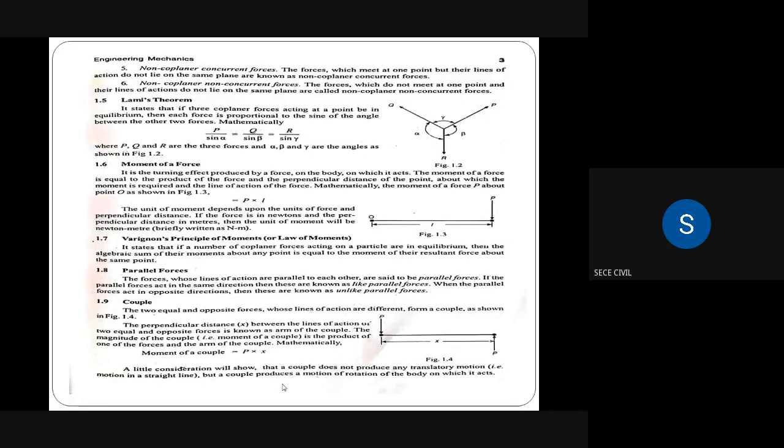So the next one is system of forces. There are many systems of forces. When two or more forces act on a body, they are said to form a system of forces. The various systems of forces are: coplanar forces, concurrent forces, coplanar concurrent, coplanar non-concurrent, non-coplanar concurrent, and non-coplanar non-concurrent. There are many systems, but here they mention only the important six. I'll teach them one by one.